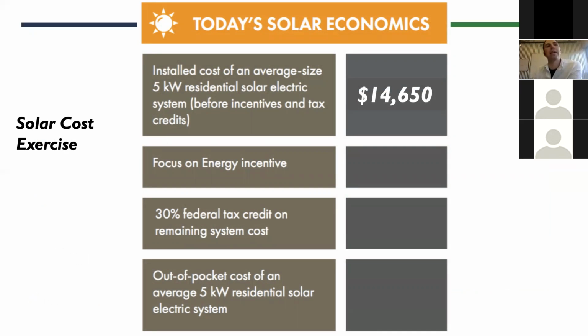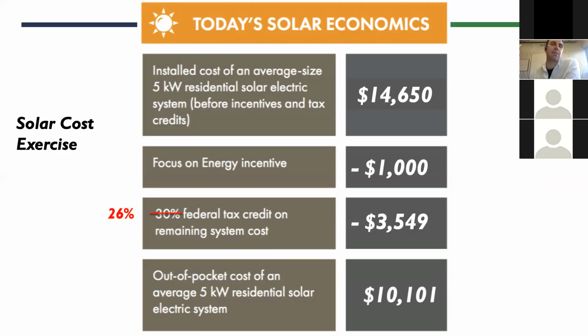So we're going to take, again, that same hypothetical 5 kilowatt array, which is again about the average for Wisconsin. If we take it and apply it to our group buy pricing, that 5 kilowatt array will cost us $14,650. Assuming we qualify for a Focus on Energy incentive, that would reduce our price by $1,000. Again, the federal tax credit is no longer 30%, it's at 26%. So 26% of that would be $3,549, which leaves us with an out-of-pocket cost of a little over $10,000.